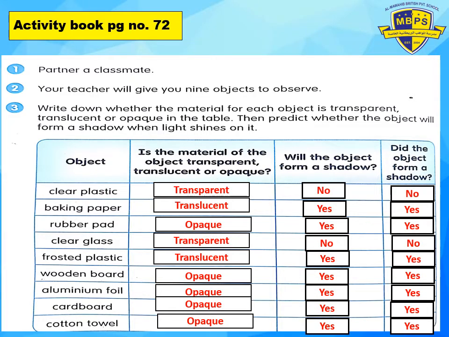Now, open your activity book, page number 72. You already did this page with me in the last lesson. I just want you to have a look: which materials are transparent, which are translucent and which are opaque. You are going to continue on page number 73 with me while you follow this page as well.